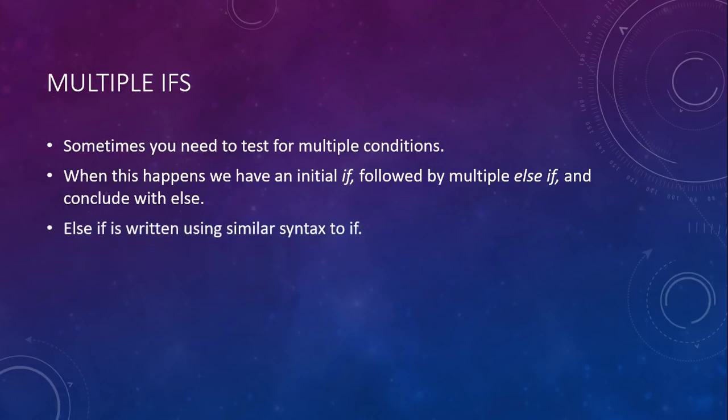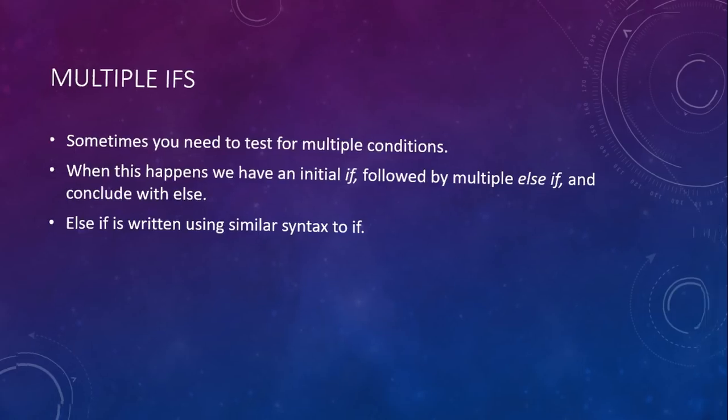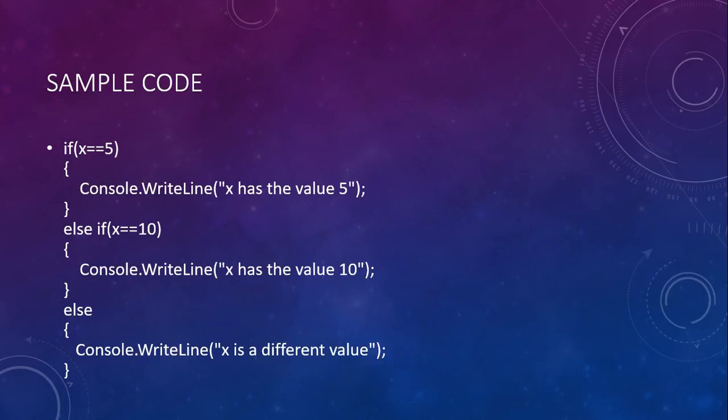Else if is written with similar syntax to that of if, so we have the parentheses there with some kind of condition in it. So if we look at an example here, I have if x equals 5, counts on the right line, x has the value of 5. Else if x equals 10, counts on the right line, x has the value 10. Else, counts that right line, x is a different value. You'll notice again, else is a catch-all. It doesn't care about what these two values are. It simply just says x is a different value.